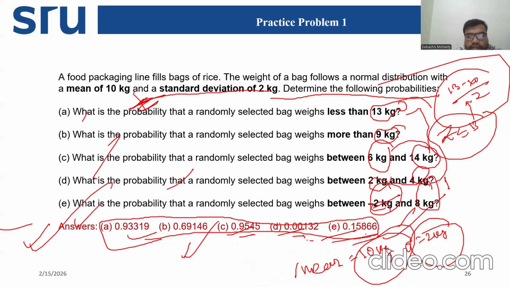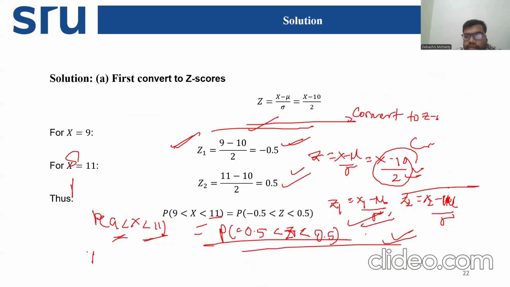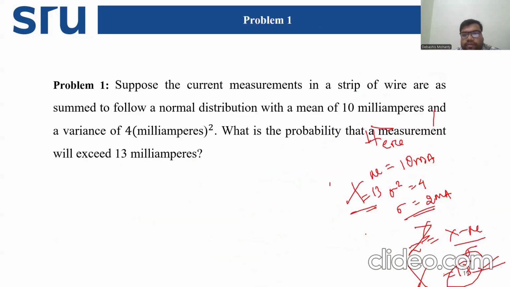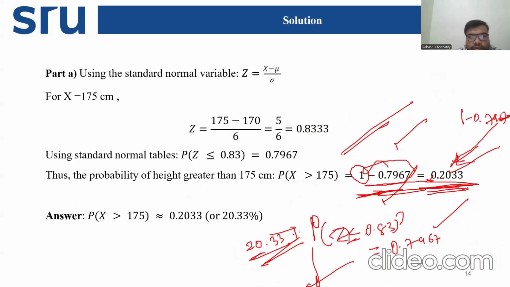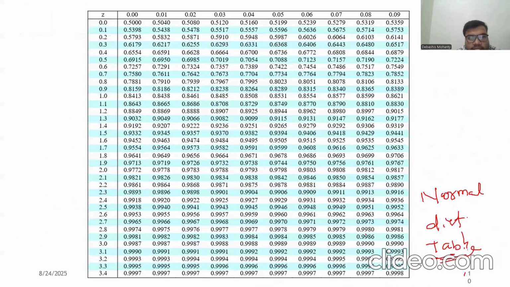Okay, students. Before we complete this class, I'll explain how to use the standard normal table. This table is very important. This is the normal distribution table, the standardized normal distribution table. How to use that table to find the z score is very important for you.